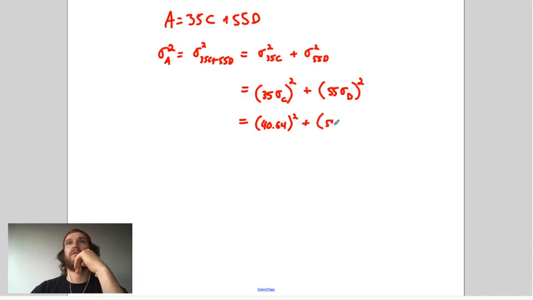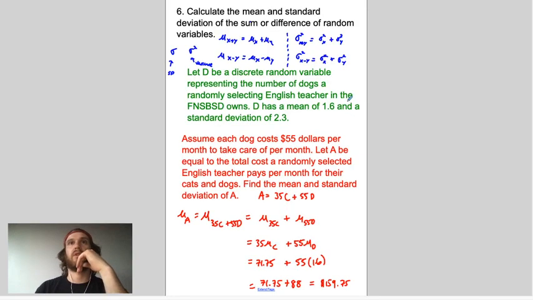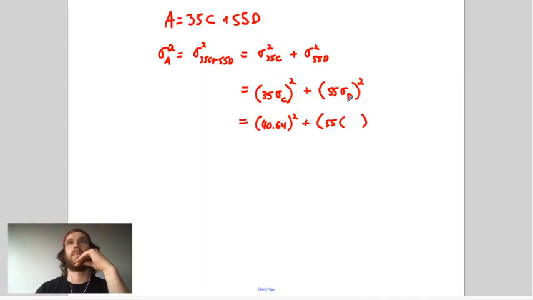And then this will be 55 times the standard deviation of D, which was given to you on the last slide, in the green paragraph, as 2.3. So we plug 2.3 in here, and then we follow order of operations to get our answer. We're going to get some big numbers, but that's okay. 35 times 1.161 squared is 1,651.20, and this one is plus, you're probably thinking this is way too big. Don't worry, it scales down.